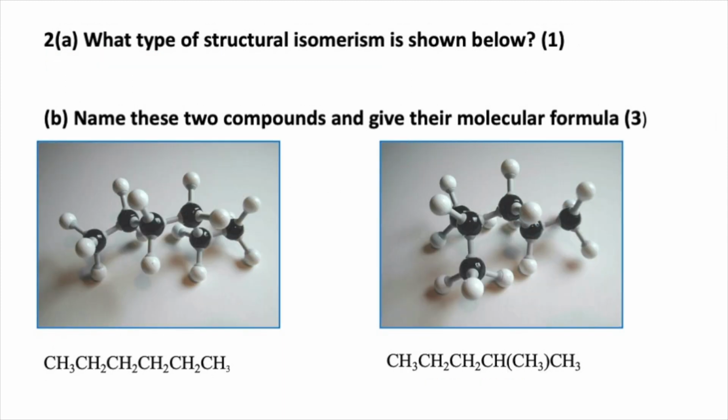So here's our second practice question. Once again, we're asking you for the type of structural isomerism that is shown below. We're asking you to name the two compounds and give their molecular formula. So pause the video, have a go at the question, and then we'll go through the answers.